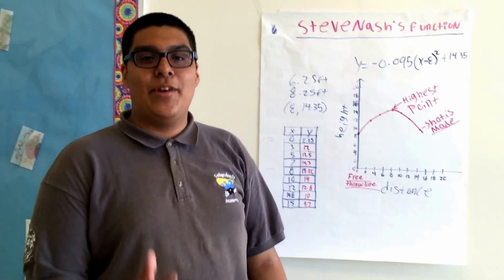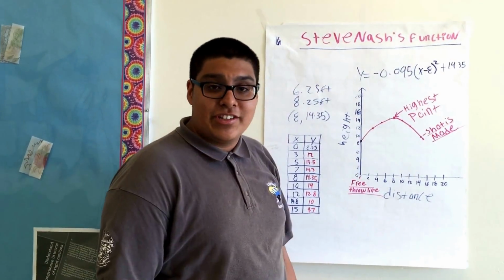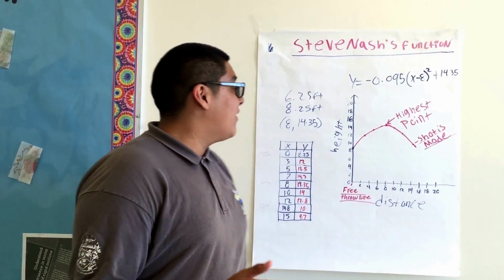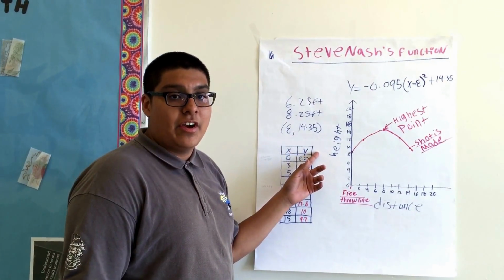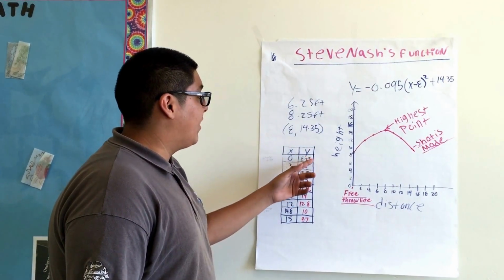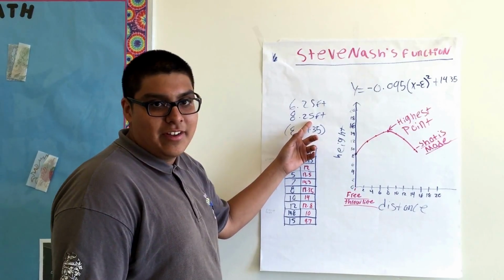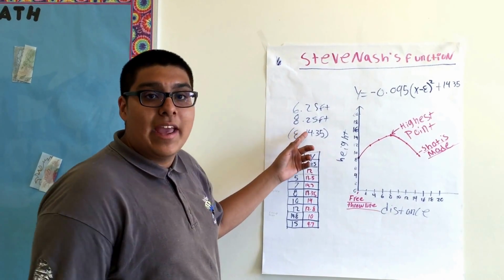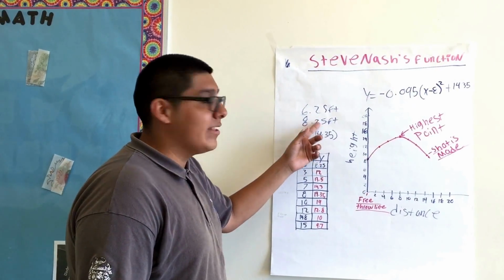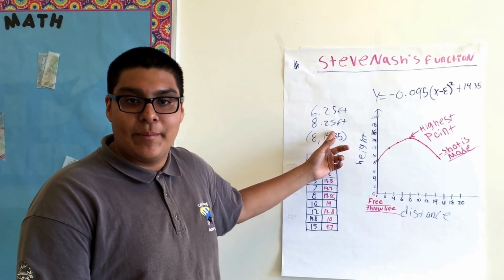Thanks, Dave. Now we are going to see why this function is specific for this player. Steve Nash is 6.25 feet tall, and his release height is 8.25 feet. Steve Nash's release height will be 8.25 feet, which is why this function is specific for him.